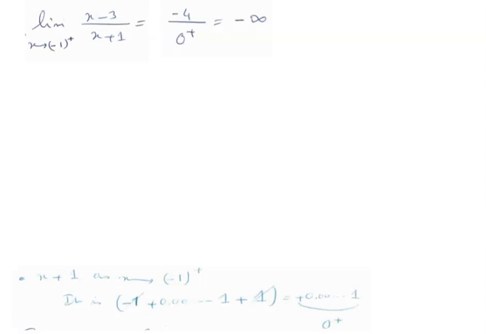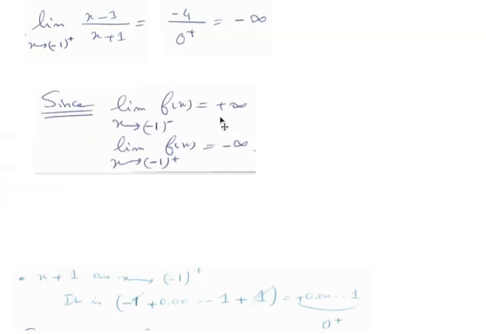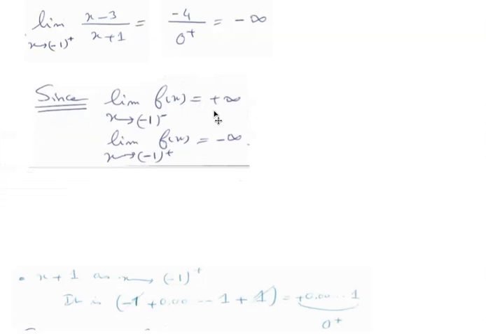Now, to deduce the asymptote, we have to look at both limits: the limit of the function as x tends to negative 1 minus is plus infinity, and the limit of the function as x tends to negative 1 plus is minus infinity. And therefore, because the limit of the function as x tends to negative 1 is infinite, x equals negative 1 is a vertical asymptote.